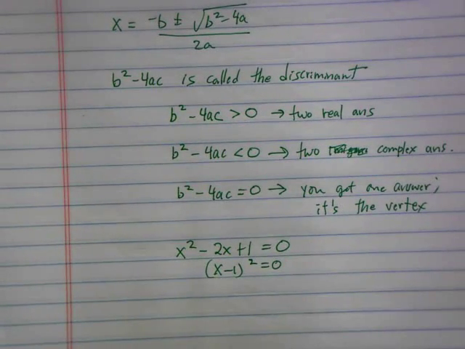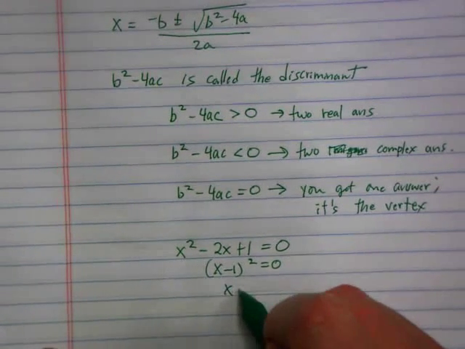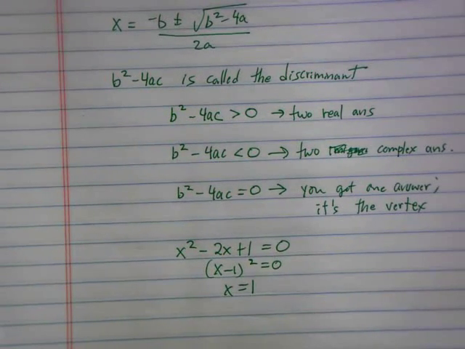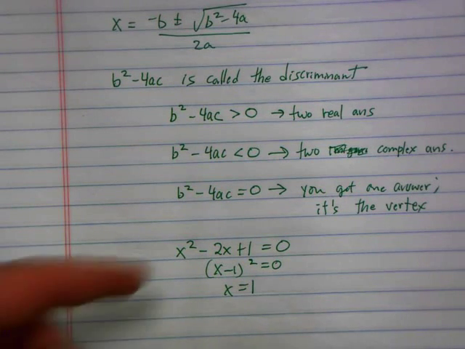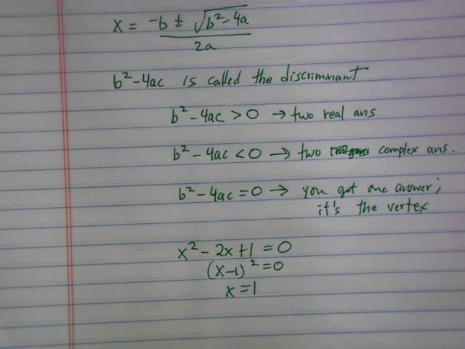And that factors that way, x minus 1 squared. You only get one answer, x equals 1. So that can happen. Take it and plug it into the quadratic formula if you want. You'll only get one answer, I promise.